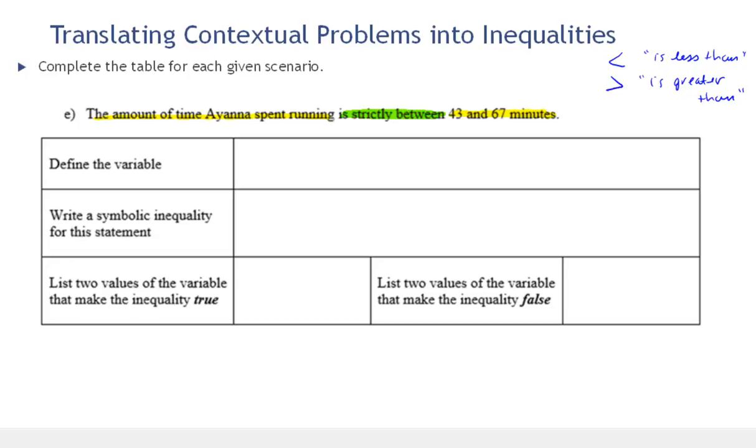Okay, so first let's define our variable. And notice there's one variable here, and it's the amount of time Ayana spent running. So let's define that. I will define it as capital A, the amount of time Ayana spent running. And notice we don't have a unit of measure. We're measuring time, but notice the two numbers we're given are labeled with minutes, so we're going to measure this in minutes.